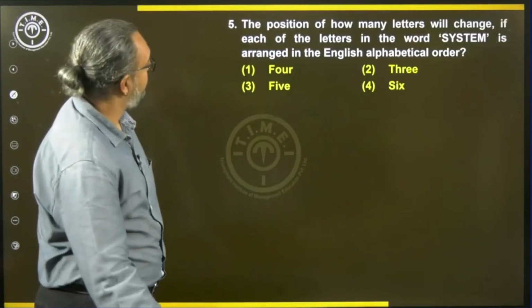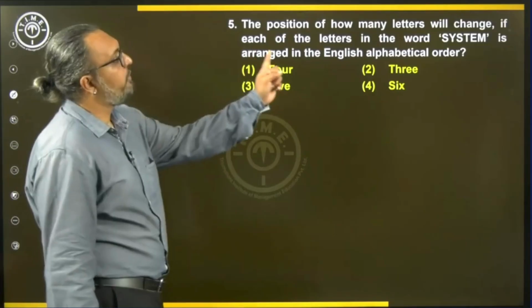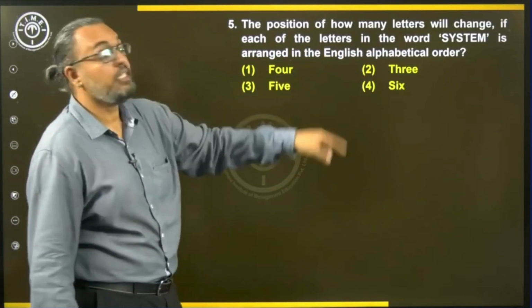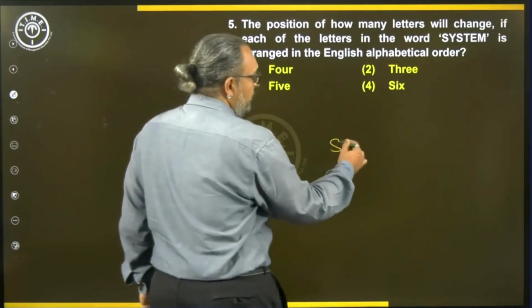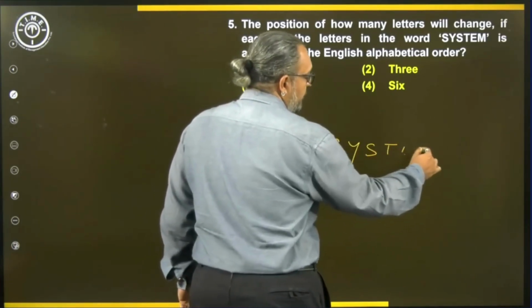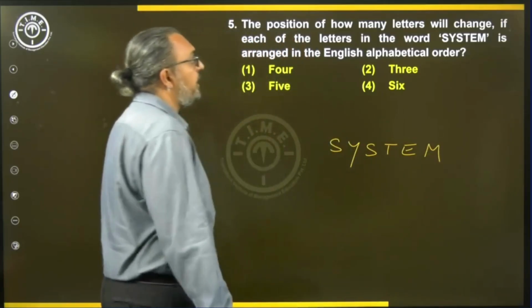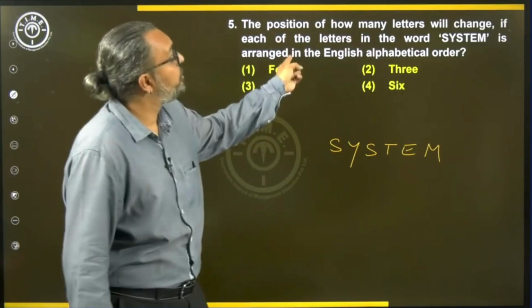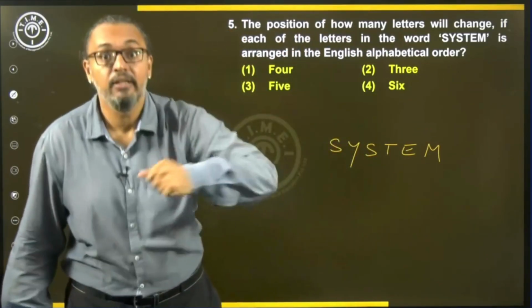Then, the position of how many letters will change if each of the letters in the word SYSTEM is arranged in the English alphabetical order. So we have the word SYSTEM. Now we have to arrange them in English alphabetical order. The position of how many letters will change, he is asking.